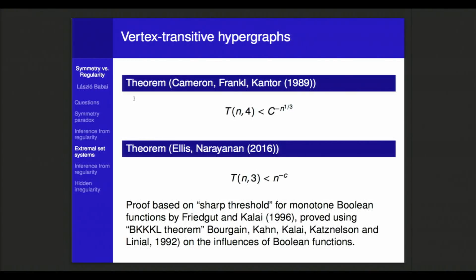A little later, Frankel and co-authors proved that if we assume 4-wise intersection, then we have actually n to the 1/3 in the exponent. That wasn't there in the previous paper. And what Ellis and Narayanan now proved was that if we have 3-wise intersections, okay, so this is exponentially decaying, moderately exponentially. By moderately exponential, I mean that the exponent is not n, but it is a power of n. However, what Ellis and Narayanan proved was a much weaker decay. They proved a polynomial decay. So they proved that the proportion of sets in a 3-wise intersecting vertex-transitive hypergraph is going to 0 at a polynomial rate.